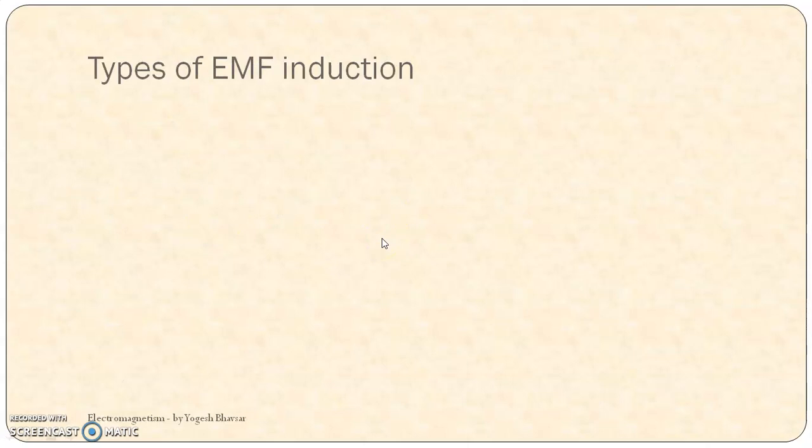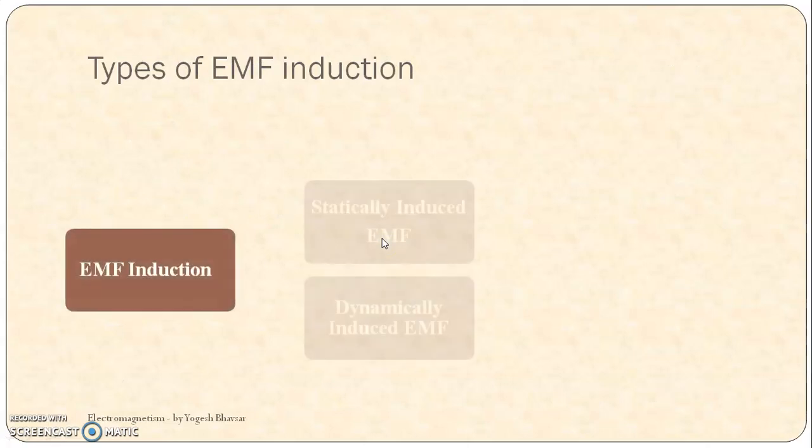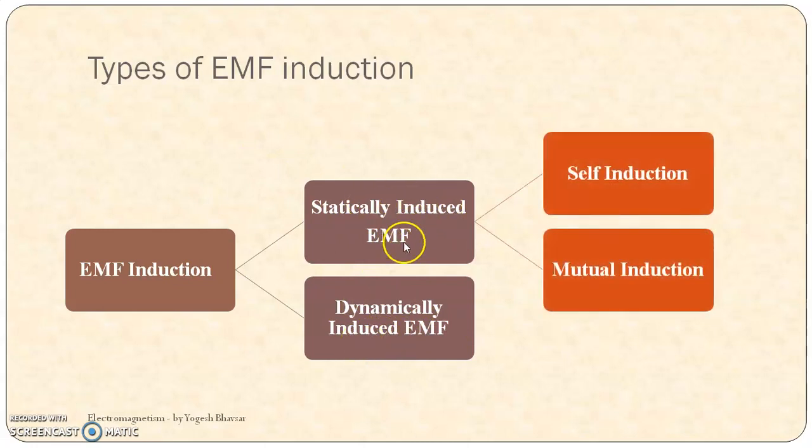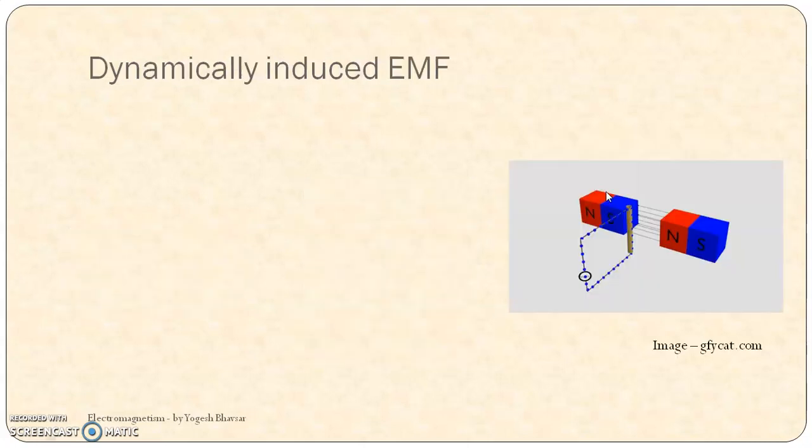Now, types of EMF induction. The EMF induction can be broadly classified into two groups: statically induced EMF and dynamically induced EMF. Statically, there is no physical motion, and dynamically, there is a physical motion of the conductor or magnetic field. In statically induced EMF, there are again two types: self-induction and mutual induction. Right? So let us see one by one.